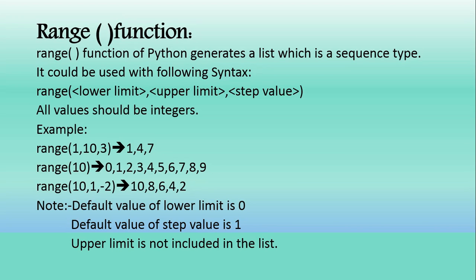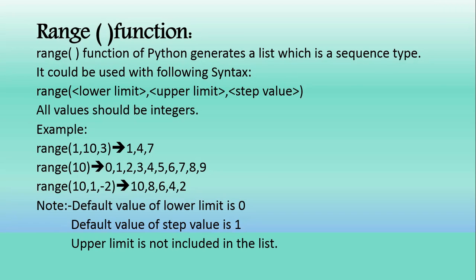The range function of Python generates a list, which is a sequence type of Python. It could be used with the following syntax. Range: the first parameter is the lower limit, the second one is the upper limit, and the third one is the step value. All values should be integers. There are a few examples through which you can understand what the range function does for us.